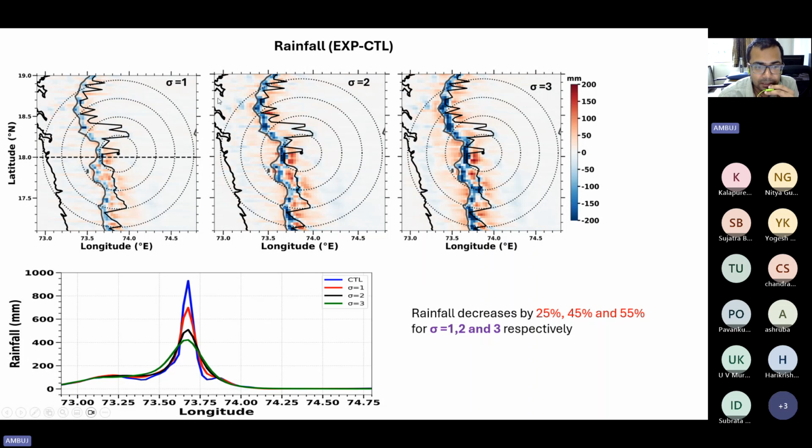We found that with increasing smoothing of the terrain, the rainfall is decreasing further and further, particularly over this 18-degree north, where the rainfall maximum is located. We see that with respect to control, which is shown by this blue curve, the rainfall is decreasing by 25%, 45%, and 55% for sigma equal to 1, 2, and 3. As you see here, with increasing smoothing, the rainfall values are decreasing.